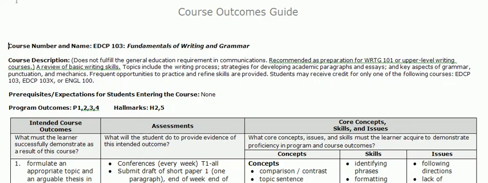The first document is the Course Outcomes Guide. The Course Outcomes Guide is where we get the acronym COG, and every course at UMUC is developing a guide of this nature.